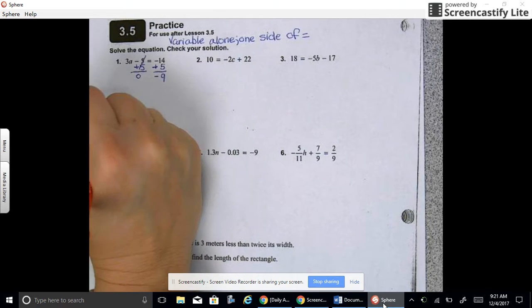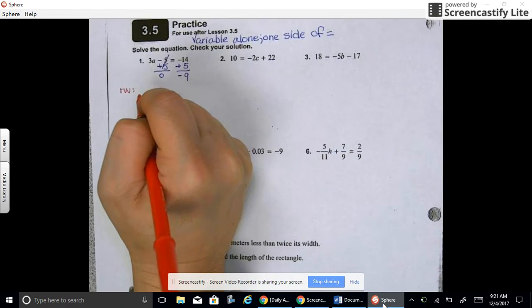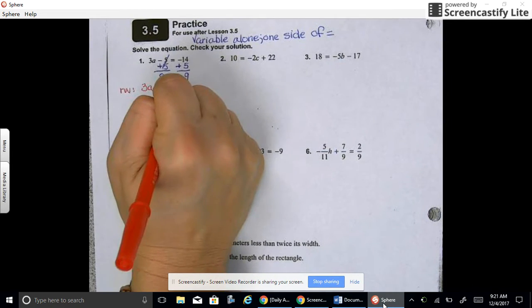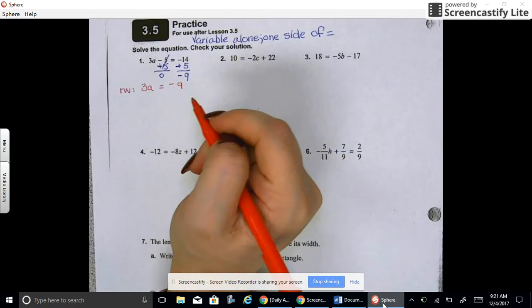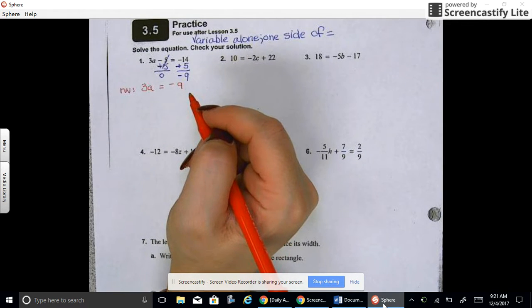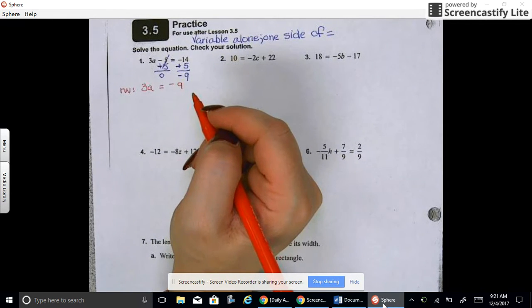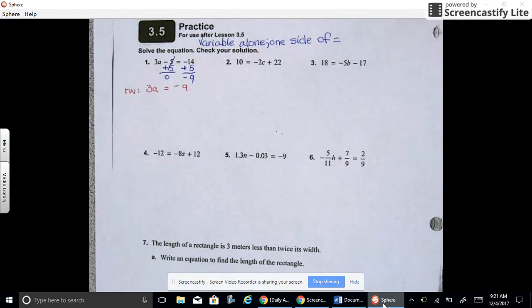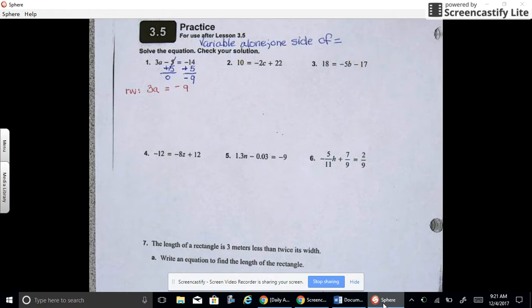So now I'm going to rewrite what I have left, right? So I'm going to rewrite 3a equals negative 9. Jose, you need to be taking notes, please. You need a pen or a pencil out. Thank you.